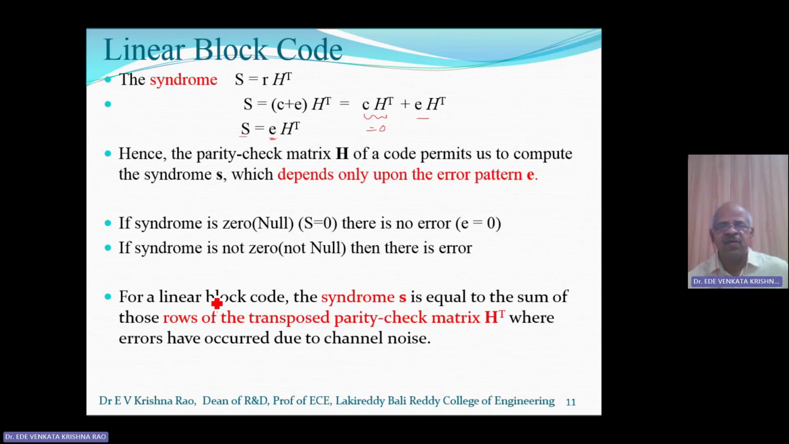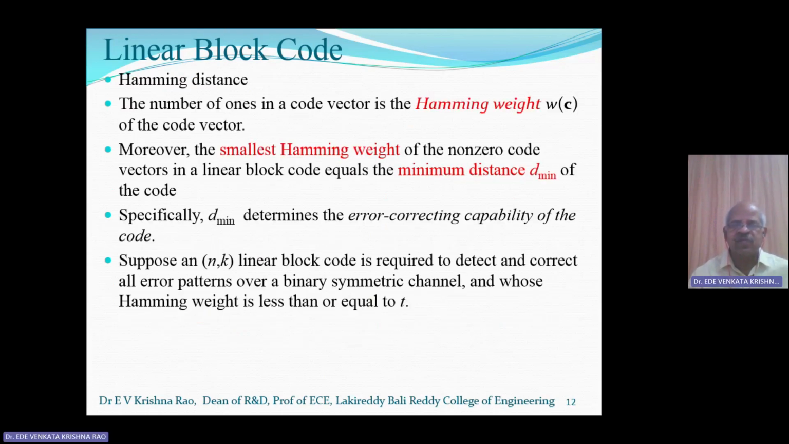This is what, for a linear block code, the syndrome S is equal to the sum of the rows of the transposed parity check matrix H transpose with the errors. So this is where we see how many errors can be detected and corrected based on the Hamming distance.